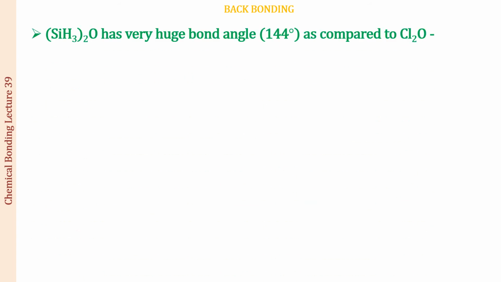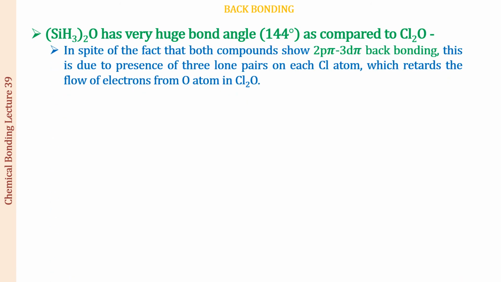So one more comparison over here of disilyl ether with Cl2O. Now the bond angles with both of them, again a huge difference. Here it is 144 degrees and for Cl2O it is 110.8 degrees. Why are we comparing them? First of all, both of them show back bonding. Both of them show the same type of back bonding. It is going to be a 2p pi, 3d pi back bonding. But again, why a large difference of the angles?